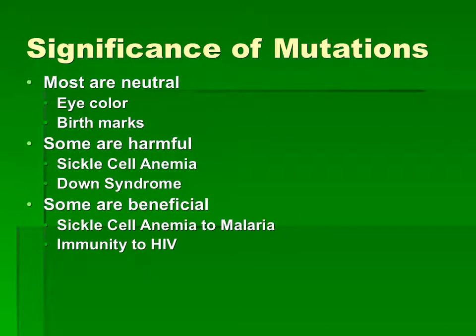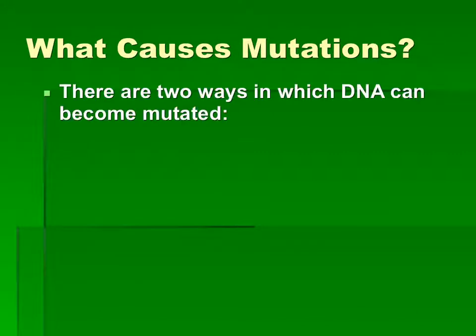We're starting to see mutations now that provide an immunity to HIV. So what in the world causes these mutations? Basically, it comes down to two ways. Way number one is they can be inherited. So if your parents had sickle cell anemia, the chances of you having it would be greater.